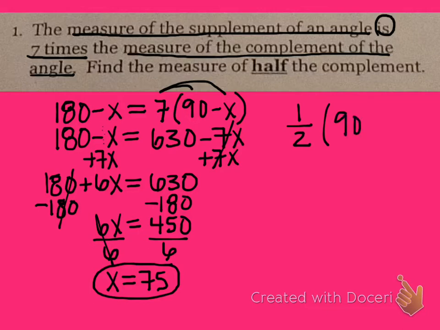Complement is 90 minus x. Anytime you take half of something, you're always going to be multiplying. So we want to put that 75 up here where the x is to find the complement first.